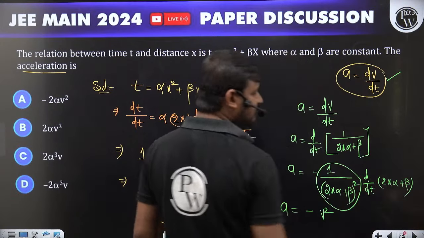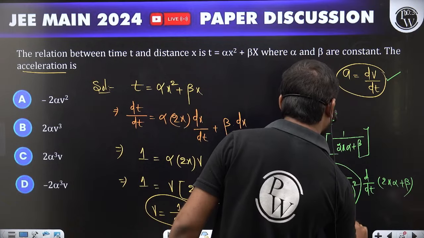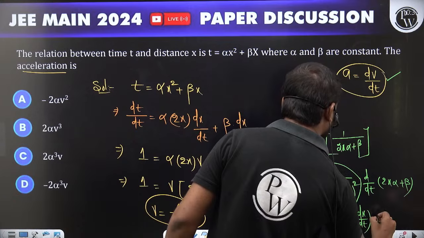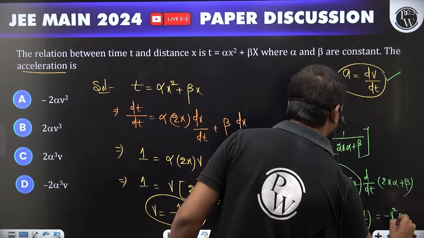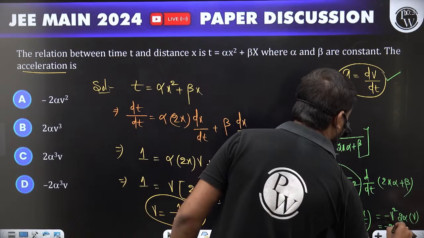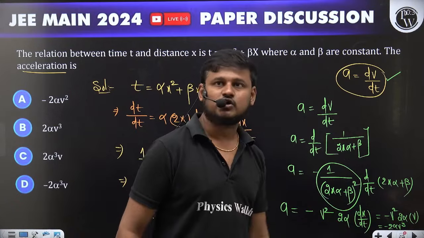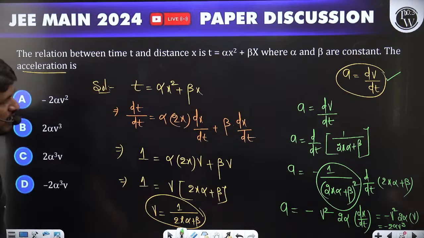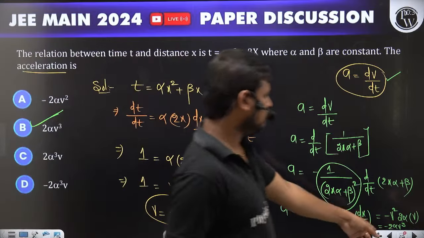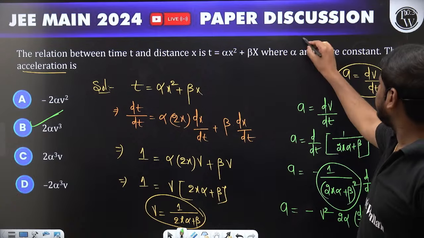So d by dt of beta is 0. So then I can write 2 alpha into dx by dt. Right. So 2 alpha into dx by dt is velocity. So that we get minus 2 alpha v cube. The final one will be minus 2 alpha v cube. Just take the magnitude. We got option B, 2 alpha v cube. So this question is a bit tricky.